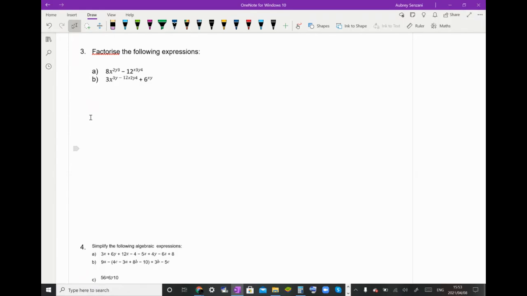So how are we going to put this within brackets? Okay, again, I think here they've kind of messed it up a bit. A should be 8x to the power 2, y to the power 3, minus 12x to the power 3, y to the power 4. Okay, that's what it should look like.